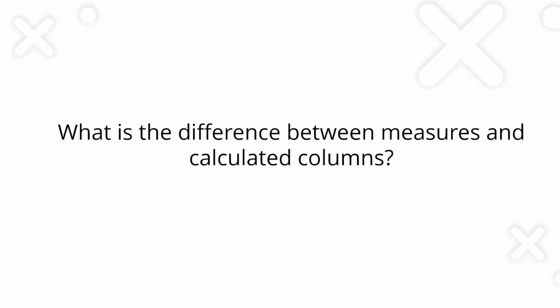What is the difference between measures and calculated columns? So, measures are dynamic calculations that you create, which are dynamically calculated every time you interact with the reports, whereas calculated columns are columns that you create which are only recalculated on data refreshes. Measures are stored as formulas within your data model, whereas a calculated column is a part of your table structure, and it also occupies some space in your model.